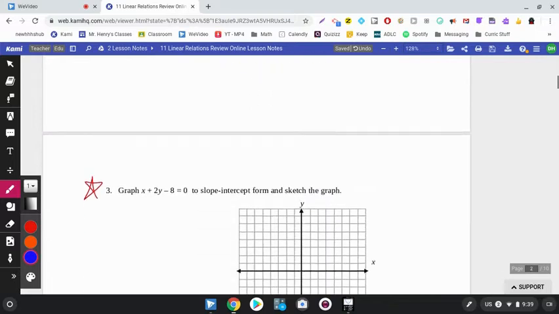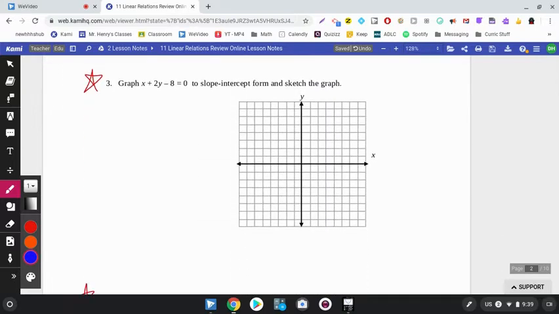All right, what else did we look at? Okay, graph x plus 2y minus 8 equals 0.